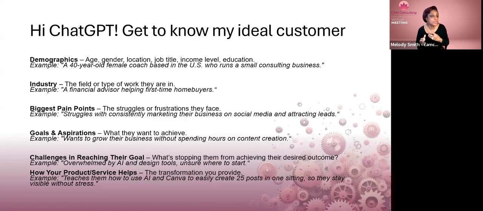What are some challenges to reaching their goal? Not only do they not want to do it, but they're overwhelmed because there are so many tools. We just talked about a couple of different AI tools that are out there. That was just the content. There are AI tools that create videos and create actual content. And Canva, if you tell it something specific, will create content for you too. So when there's so much, they're overwhelmed and don't know where to start. And then how can your product or service help? In this example, teach them how to use AI in Canva to create 25 posts in one sitting. That could be how your product or service can help.